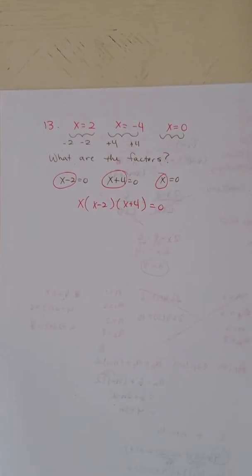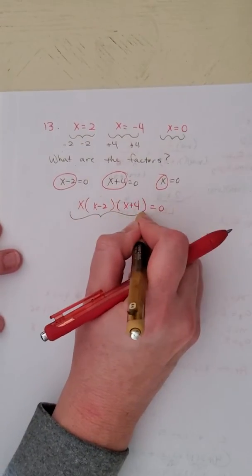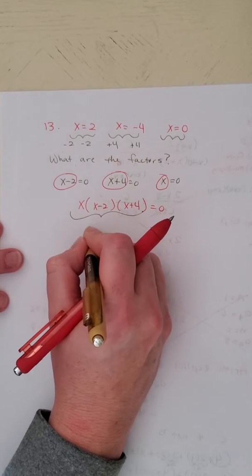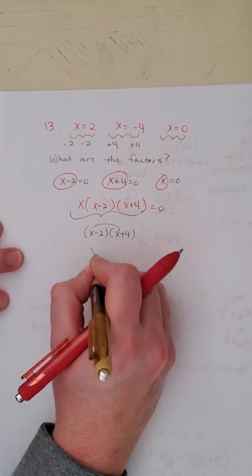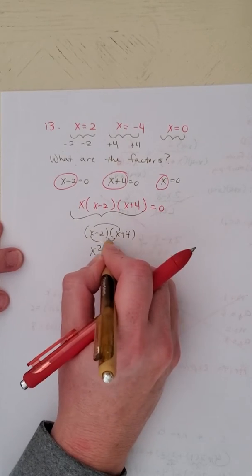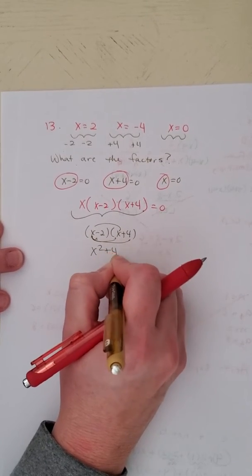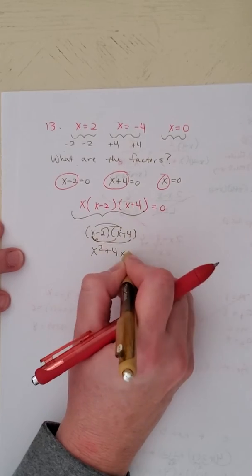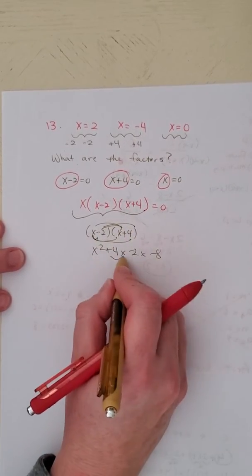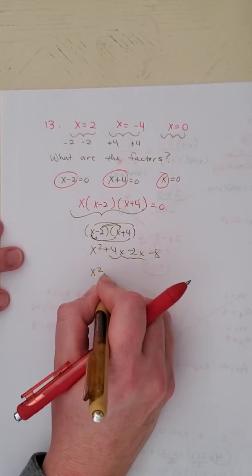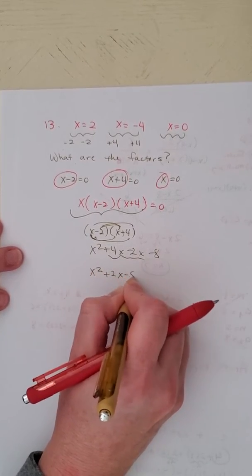Now, to create my polynomial, I need to multiply these back out. So I'm going to multiply x minus 2 times x plus 4. That's x squared. Whoops, sorry. Plus 4x minus 2x and minus 8. Combine like terms. X squared plus 2x minus 8.